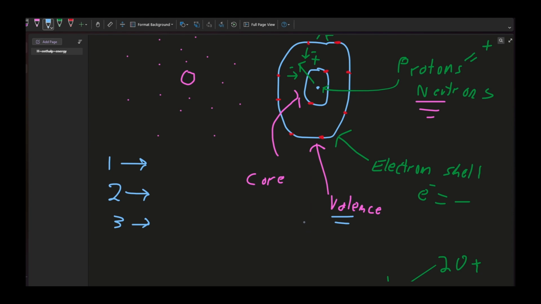So it's important to make this distinction when you're dissecting or describing or looking at an atom, because the valence electron shells are different per atom. So when we say valence, we just mean the outermost electron shell and the outermost electrons.